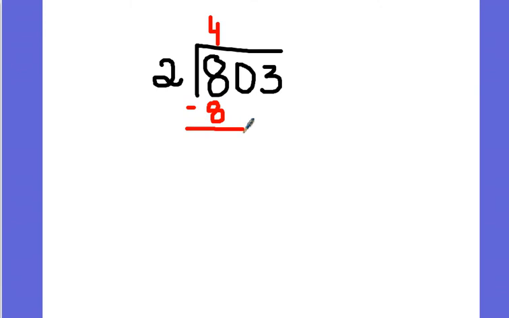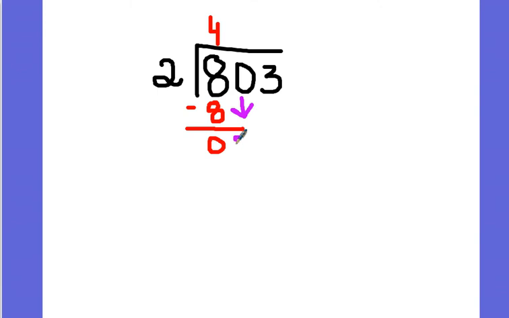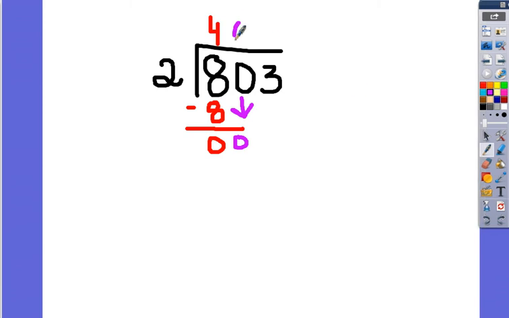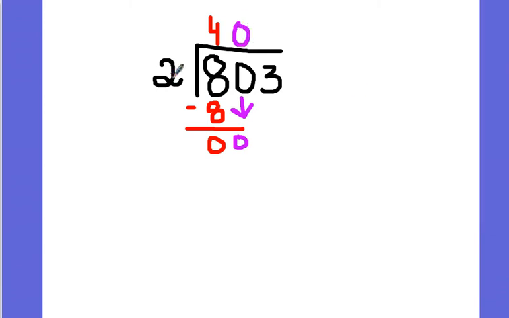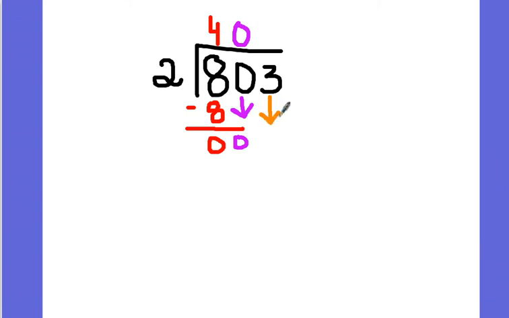Okay, subtract 8 minus 8 is 0. Okay, and then I go to my tens place and bring down my tens number. Uh-oh, we've run into a little bit of a situation because can 2 times anything get us to 0? No. So here's what we're going to do with this one. We're going to put a 0 in that place because nothing 2 times can get to our tens place here. Okay? So now that lets us bring down my ones place number.